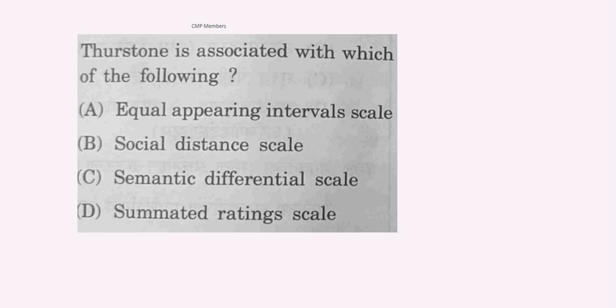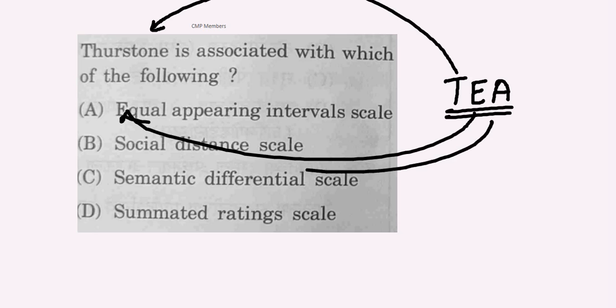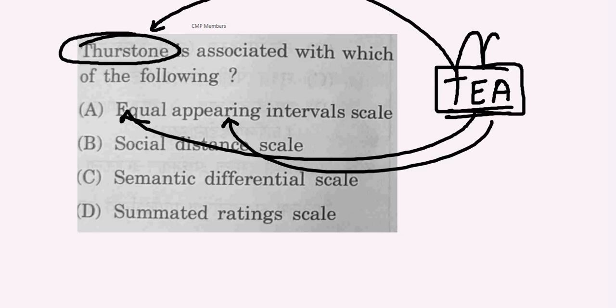So the mnemonic is: do you love drinking tea? Yes, you love drinking tea. If not, after watching this, you will love tea, because T stands for Thurstone, E stands for equal, and A stands for appearing. So anywhere you find Thurstone, you will just remember the T. Thurstone stands for equal appearing interval scale. That's it, done 100% for your entire life. And maybe you will pass this on to your next generation as well.